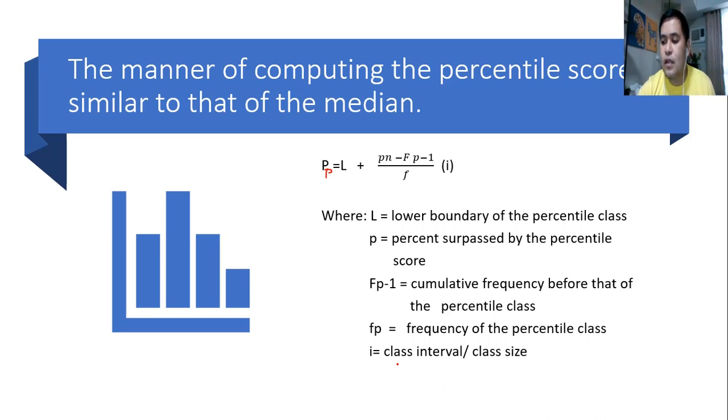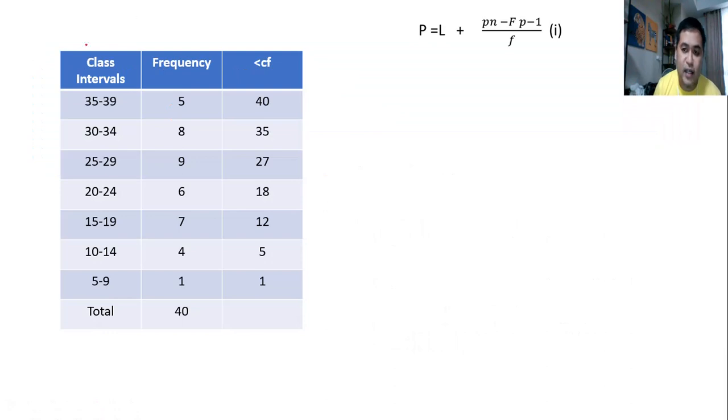Okay, so let's try. Say, for example, I have this given frequency distribution table. I have 5 to 9 until 35 to 39. So inspect first the table. What is your interval? Basically, the class interval is, of course, 5, 6, 7, 8, 9. So the class width is 5. So basically your I is 5.